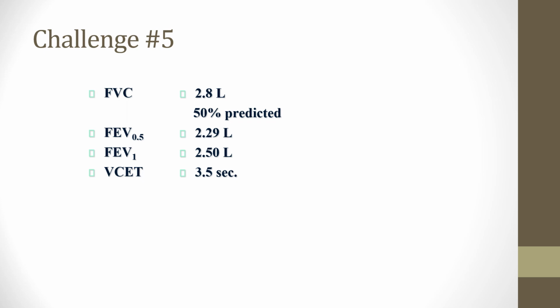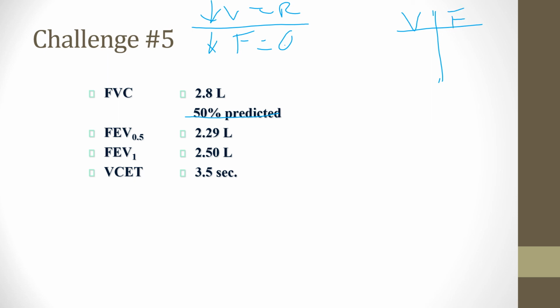FVC is 2.8 liters, and this is 50% of predicted. Oh heavens. All right, so let's do this. If I have decreased volumes equals restrictive, decreased flows equals obstructive, and then we'll do our little tally thing, and then volume, flow rate. So forced vital capacity is 50% of predicted.